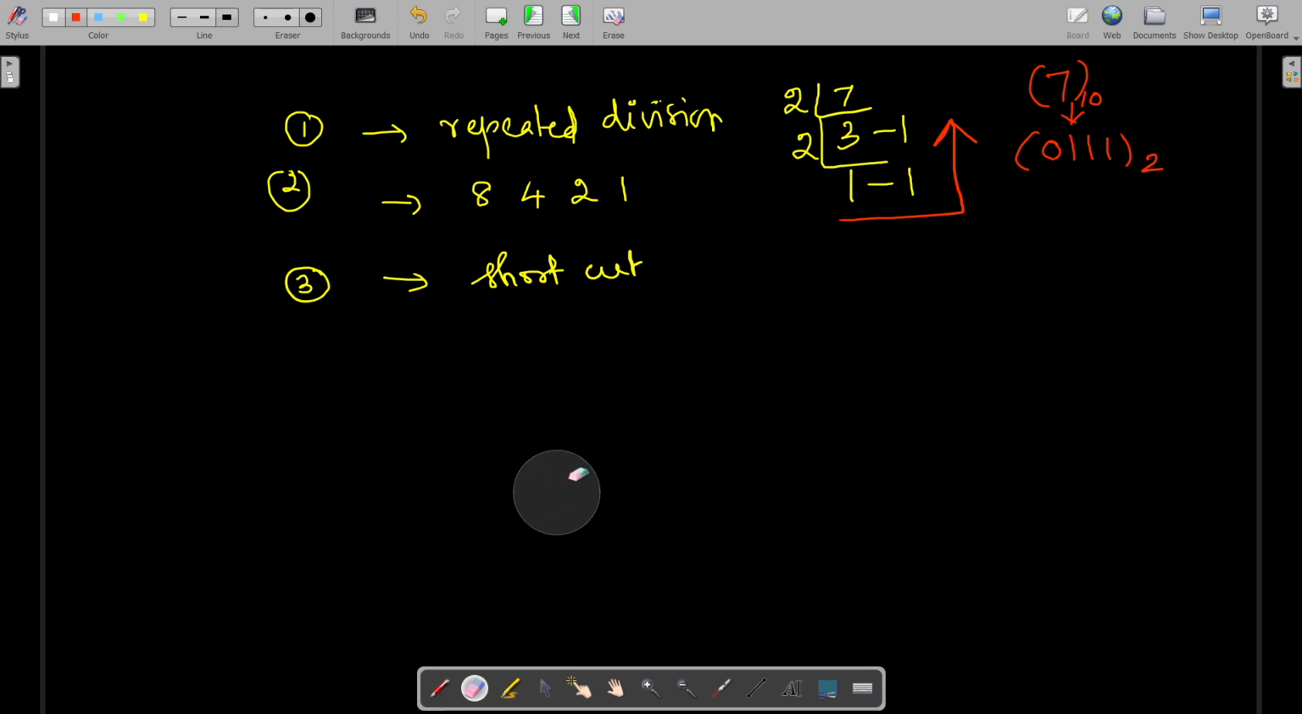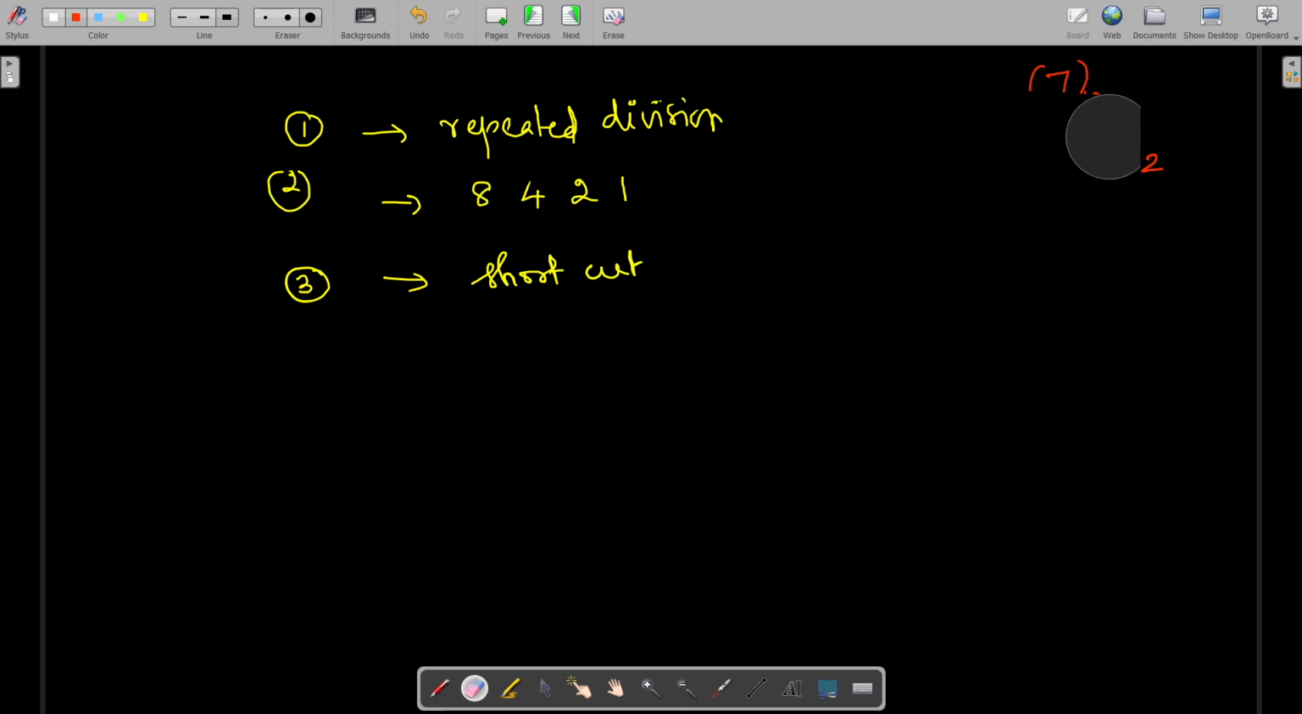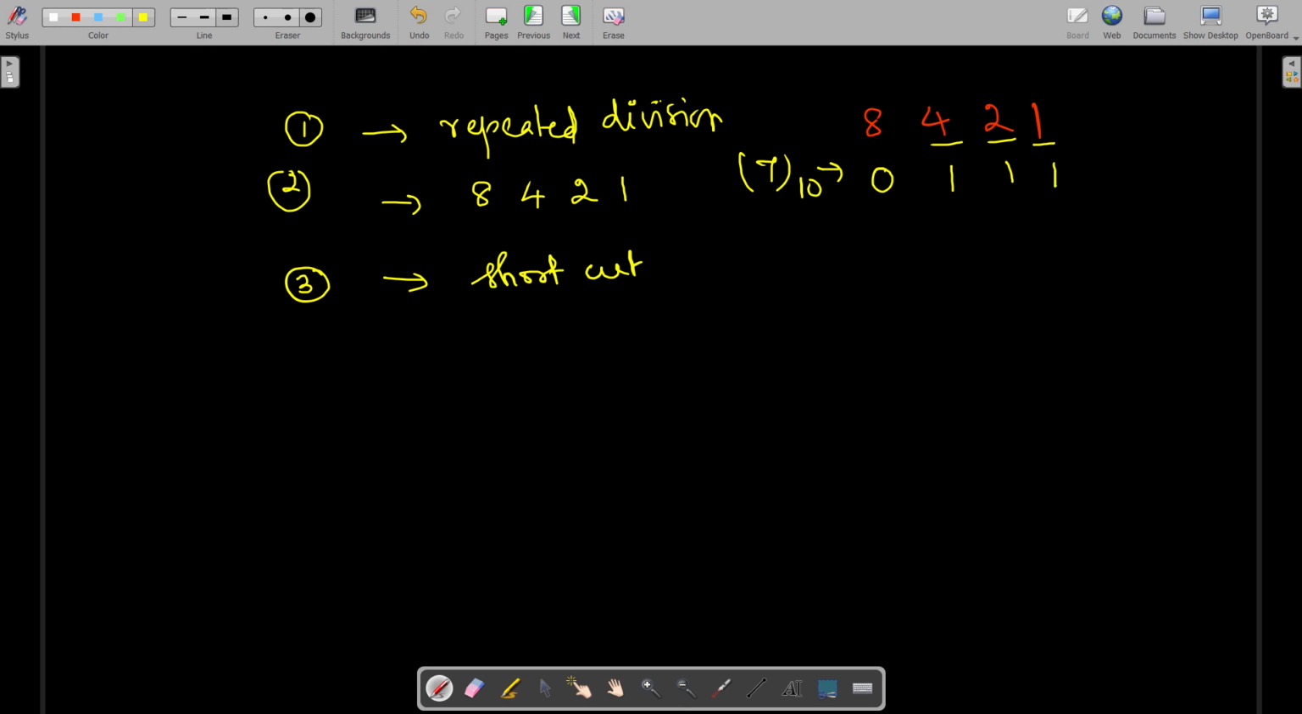This is how we do using this first method. What is the second method? The 8421 code. In this, if you want to convert this 7 decimal into binary, you can look for this: 4 plus 2 plus 1 gives you 7. So in this you can put a 1, and for the 8 you can put a 0. For the remaining you can put 1.